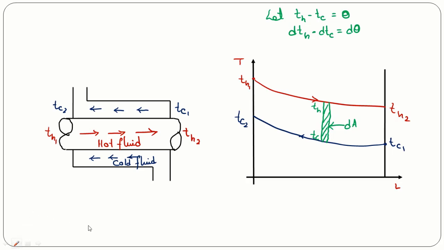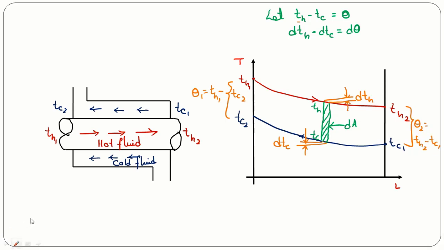Now, the drop in temperature of the hot fluid within this element, let us consider this as dTH, whereas the gain in temperature of the cold fluid in the direction opposite to that of the hot fluid is dTc here. Now, as TH minus TC is equal to theta, let us consider theta 1 as TH1 minus TC2 and theta 2 is equal to TH2 minus TC1.